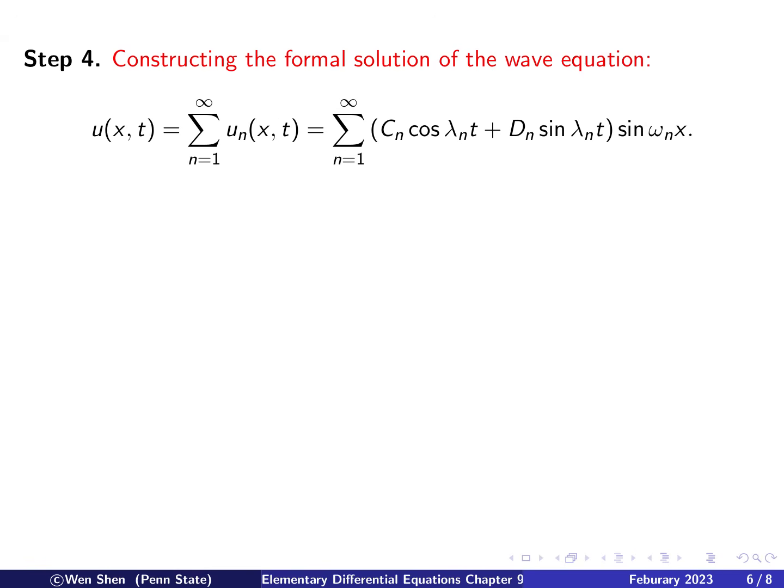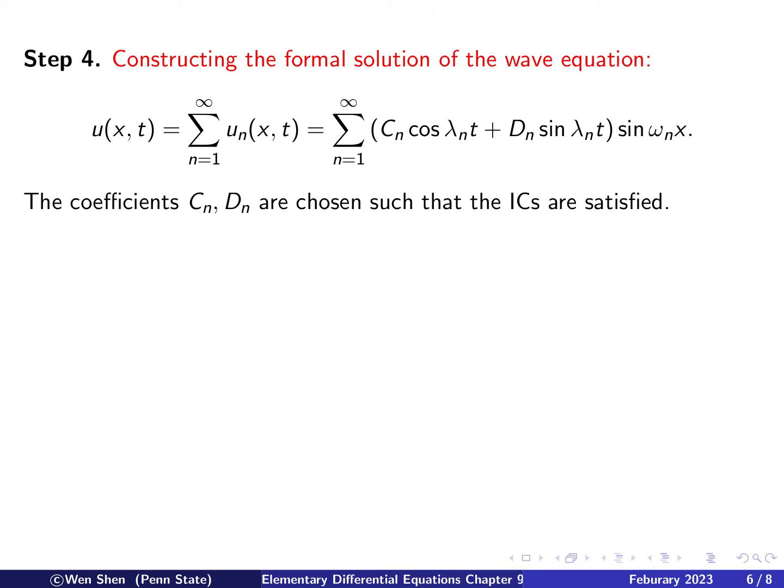Now step 4, we can now construct the formal solution of the wave equation. If each u_n is a solution, then a linear combination of them is also a solution by the principle of superposition for linear equations. Therefore, we form a solution u by adding up all the u_n's, and we can put in the expression for the u_n's. So the solution takes this form, where c_n and d_n for now are arbitrary.